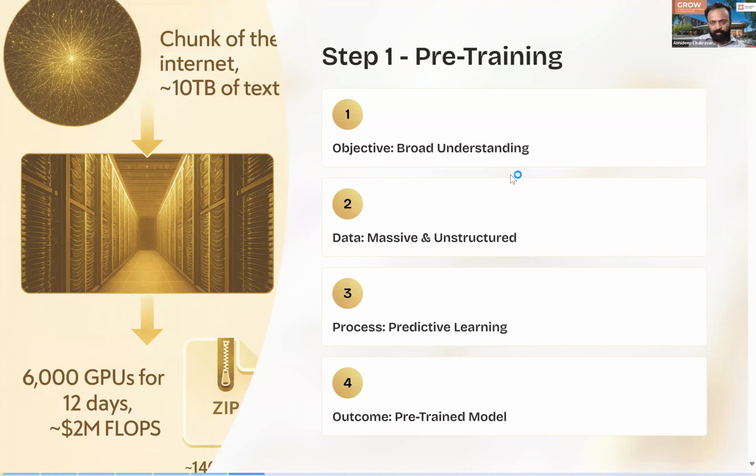The first step is to collect a huge amount of data. If you look at the left side image, it says 10 TB of text, a chunk from the internet. 10 TB of internet data has been taken and given to hardware, say 6,000 GPUs running for 12 days, generating a bill of $2 million. It's a huge and very costly process to pre-train a model. And then you get a small file, say 140 GB. It's a very small file compared to 10 TB.